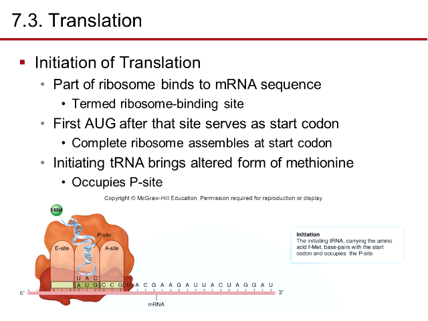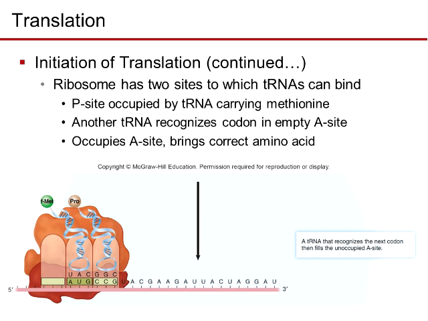Now, the initiation of translation: part of the ribosome binds to the messenger RNA sequence. It's termed a ribosomal binding site. The first AUG nucleotide after that site serves as a start codon, completing the ribosomal assembly at the start codon. The initiating transfer RNA brings an altered form of methionine, and it occupies that P site we talked about. And we've already seen that on the video if you take a look at that.